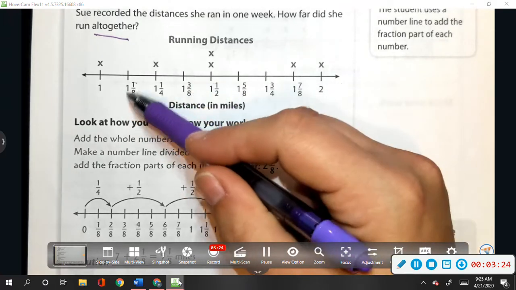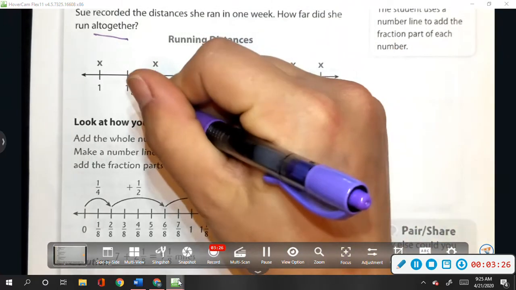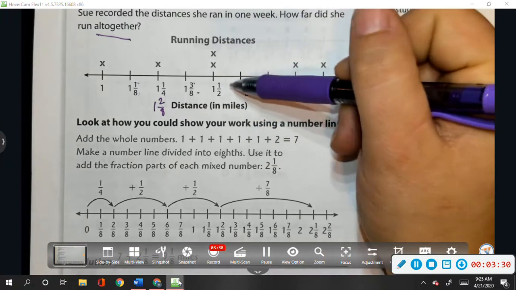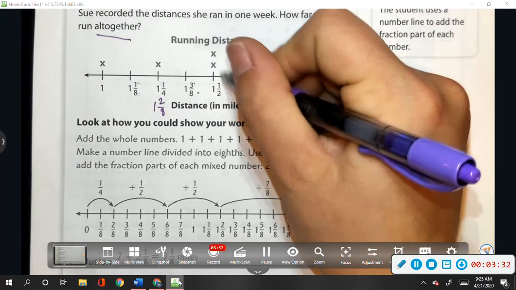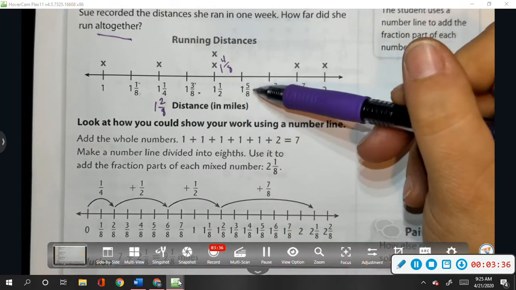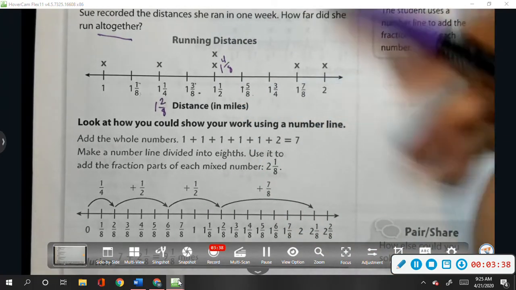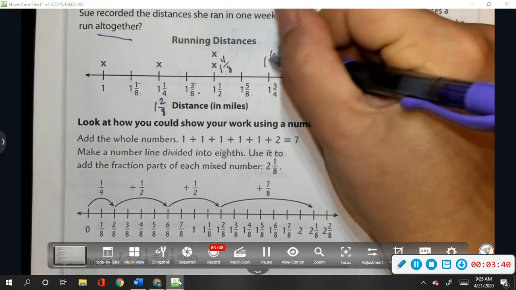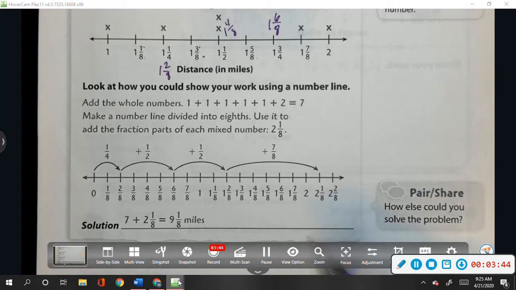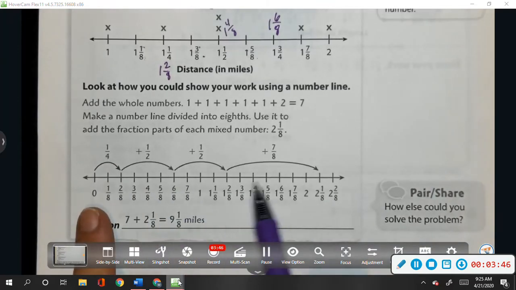We can just count. If this is 1/8, this would be 1 2/8, 1 3/8. This would be 1 4/8. I'm just going to put it off to the side because I'm running out of room already. 1 5/8. This would be 1 6/8. 1 7/8 and 2.